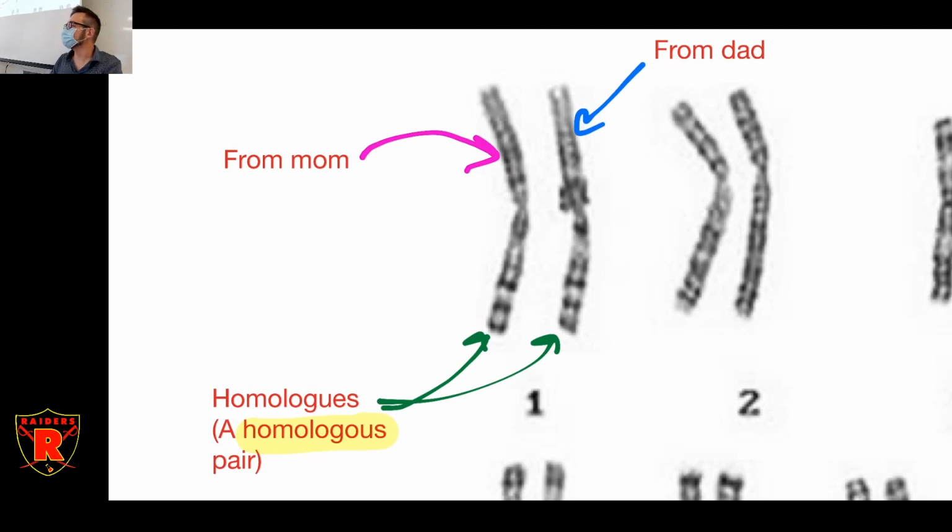So you have 23 homologous pairs. Well, actually, the sex chromosomes are not always homologous. If you're a male, you have an X and a Y, and those aren't homologs because the X chromosome and the Y chromosome don't have the same information on them. But if you're female, your X chromosomes are homologous.